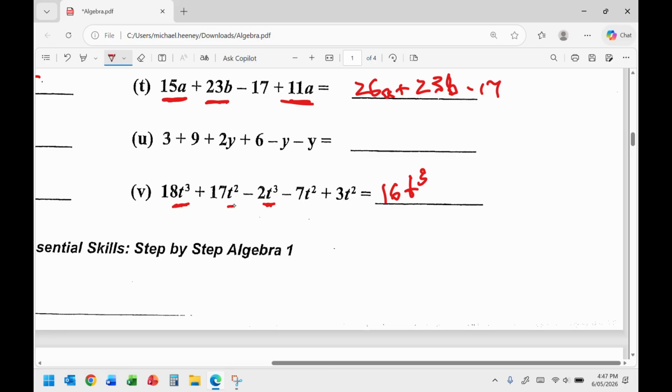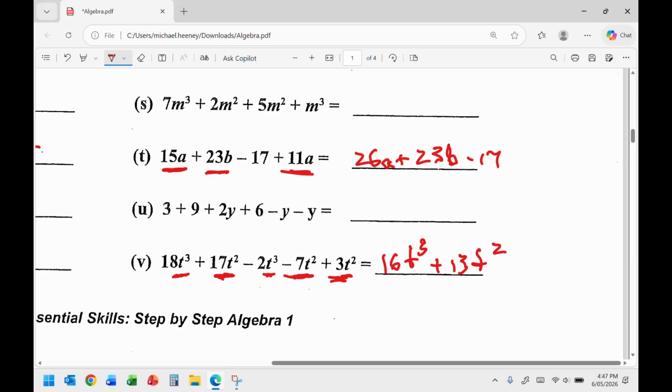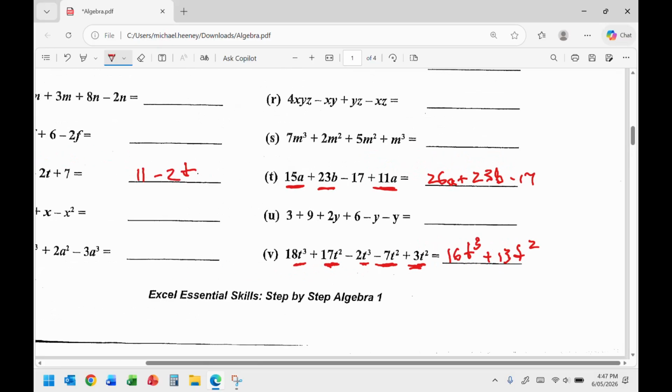What else do we have? Well, there's a t squared, and there's a t squared, and there's a t squared. Okay, we can do stuff with all of these. Let's start with 17, and we'll take away 7 of them, so we're down to 10. Then we add 3 more, so we're back up to 13. So we have 13t squared. Cool. Those were some examples from the first page.